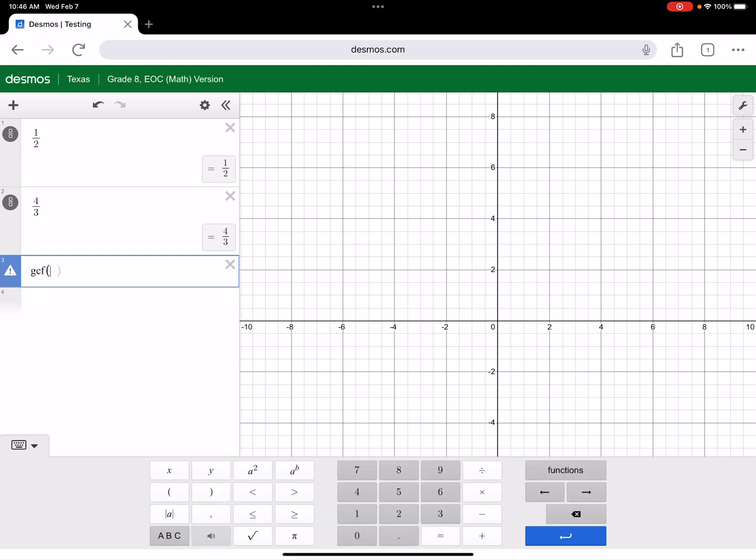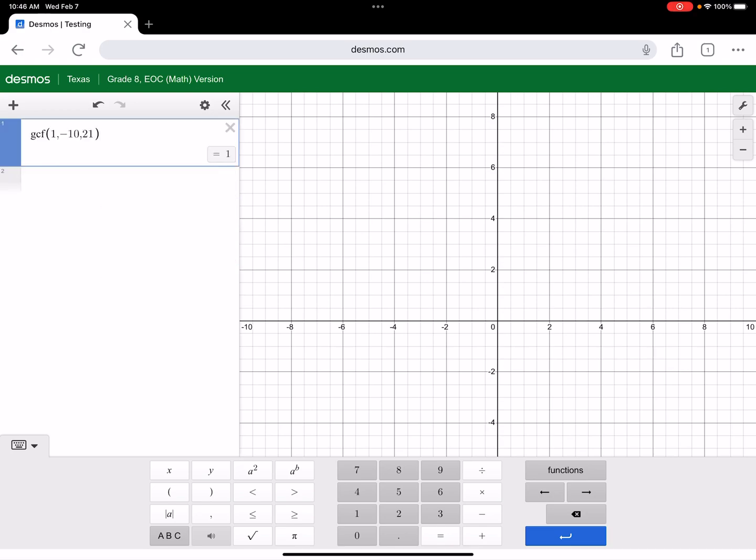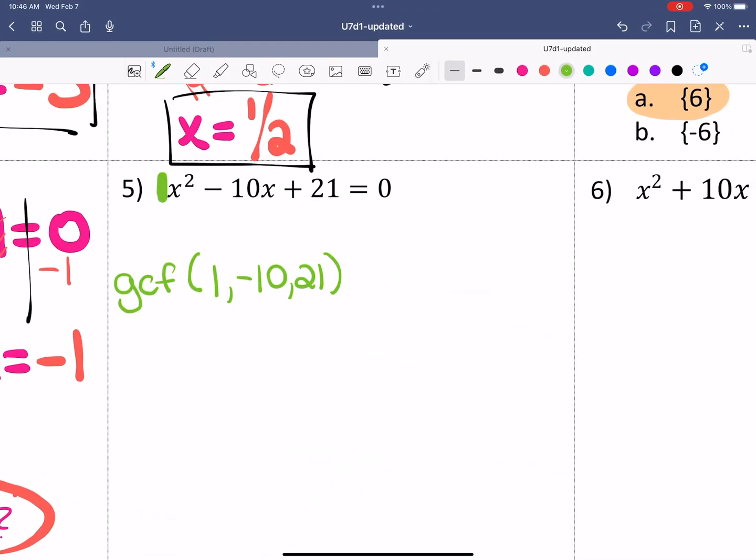And then you're going to hit your parentheses. You're going to do 1, comma, -10, comma, 21. Close your parentheses. And you can see that your GCF is a 1, which is nice. Because when your GCF is a 1, that means when we go to the next step, which is when we divide out the GCF, we don't have as much work to do, because anything divided by 1 is itself.